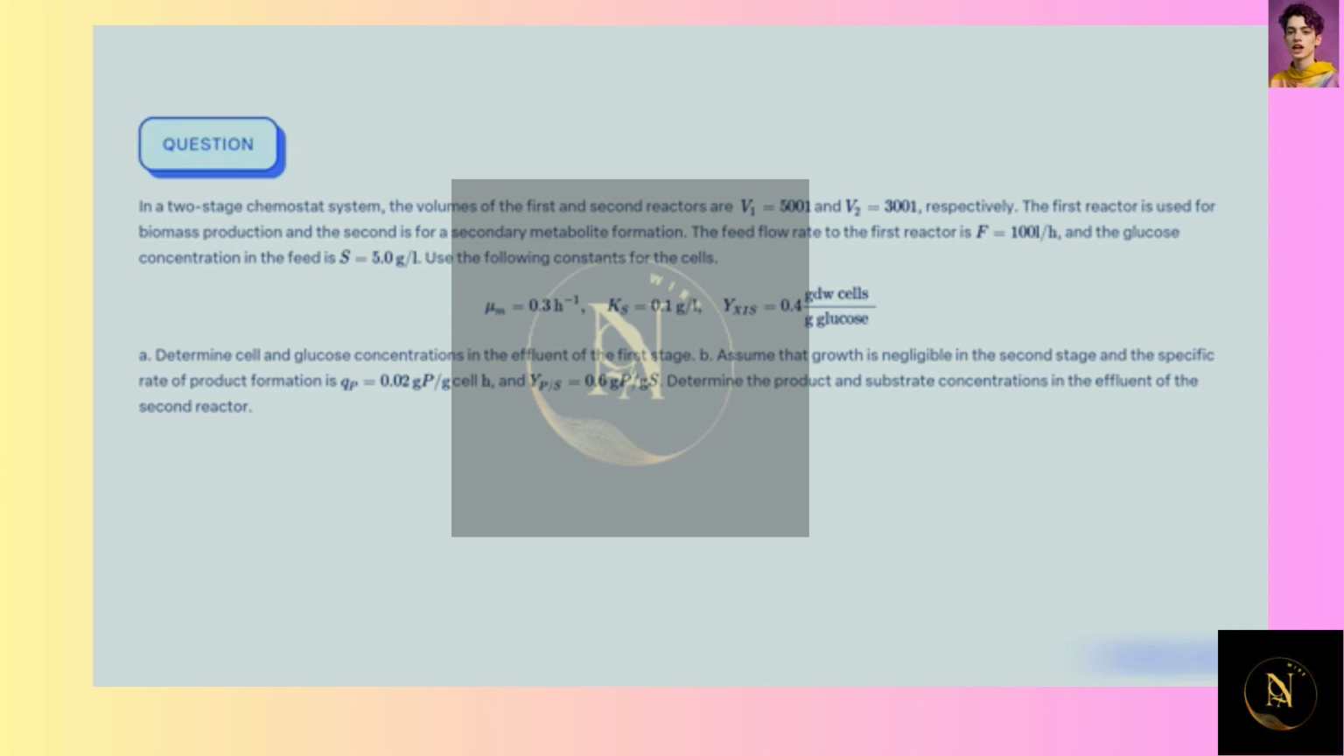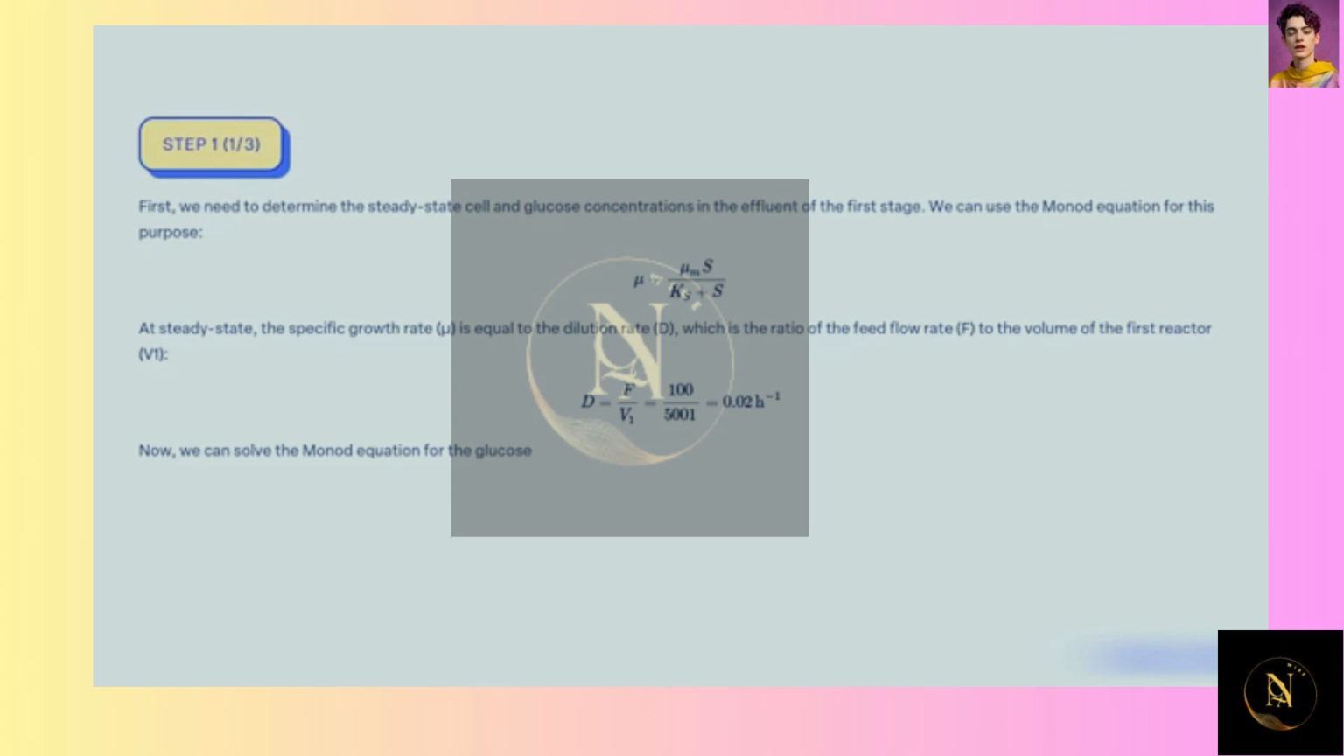What are the cell and glucose concentrations in the effluent of the first stage, and what are the product and substrate concentrations in the effluent of the second reactor in a two-stage chemostat system? First, we need to determine the steady-state cell and glucose concentrations in the effluent of the first stage. We can use the Monod equation for this purpose.